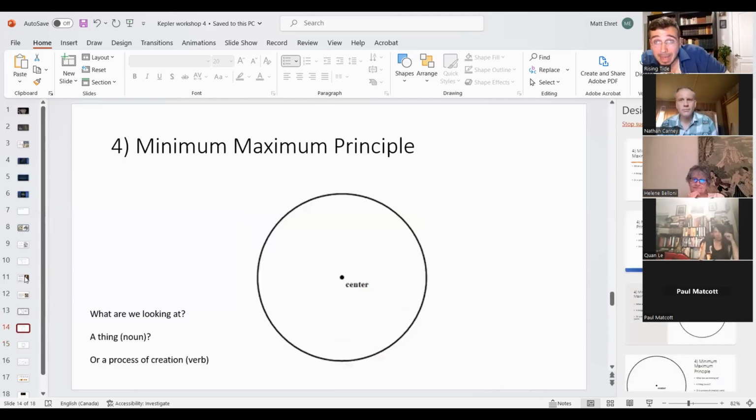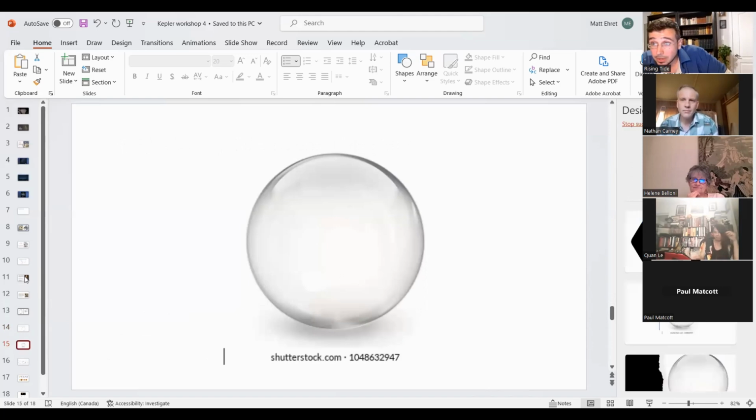So what would be the minimum maximum principle being expressed in the circle and the sphere? Anybody have any hypotheses? There's not just one answer. There's a few ways of looking at this.